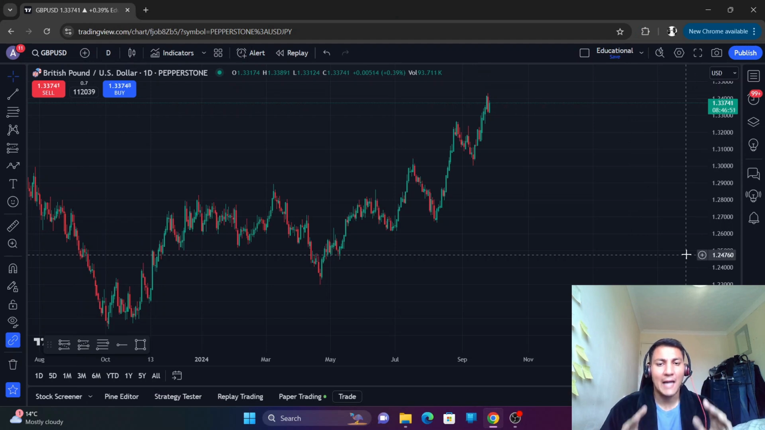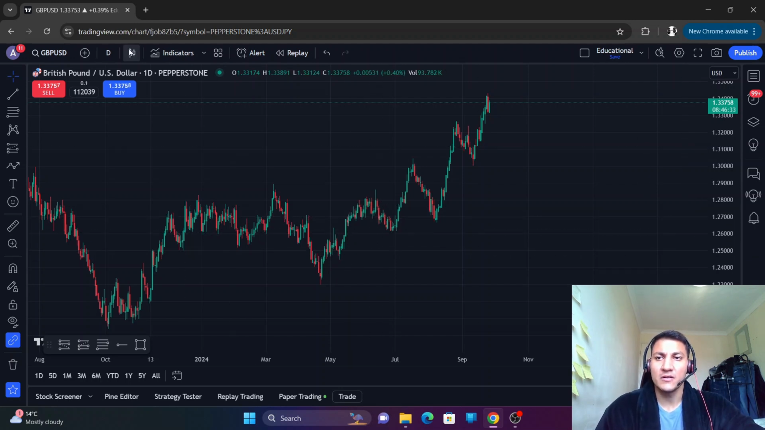Okay, I'm going to give you some high probability swing trading setups that anyone can do. It's a set it and forget it. It's a passive trading style, and it's perfect if you've got a job, if you're at uni, if you're studying, or if you're like me and you want a life outside of trading. It's good for all traders. And yeah, let's get into it.